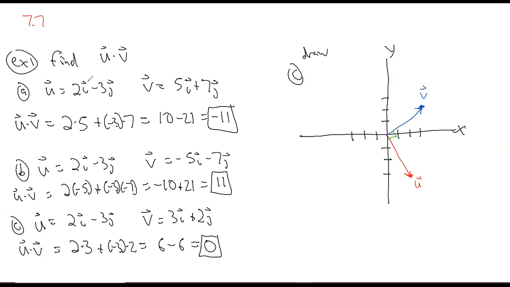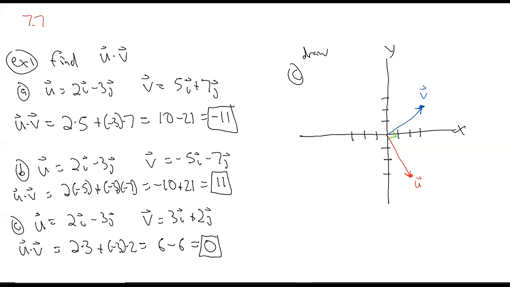Now, if I did A or B, this would not happen. 2i minus 3j, that's right 2, down 3. That's the same u. v is right 5, up 7. That would not form a 90-degree angle. The next one would not form a 90-degree angle. This is a very special case. So problem C led to these being a right angle and its dot product was zero. That's not a coincidence. They are extremely tied together.